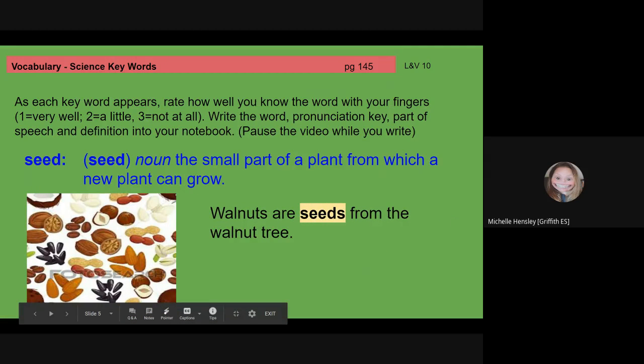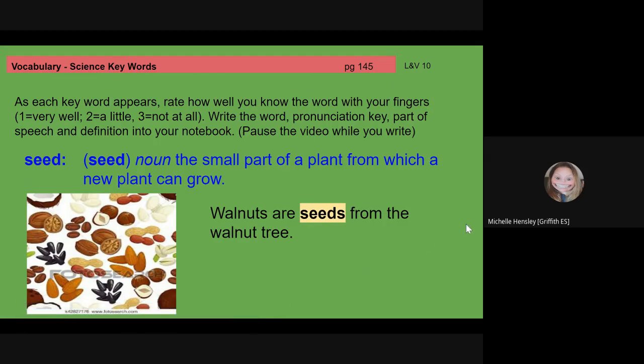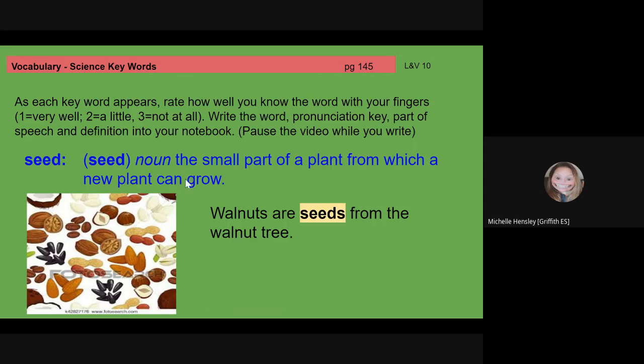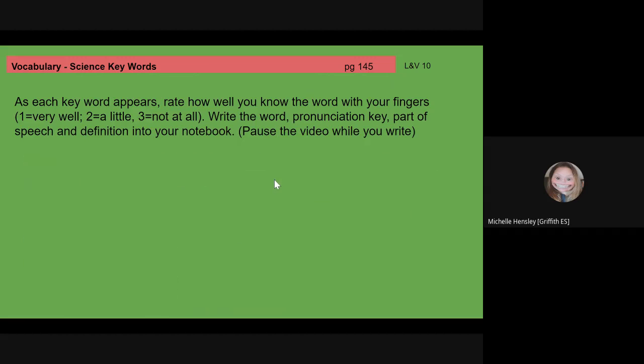Walnuts are seeds from the walnut tree. We eat lots of fruits with seeds, right? That's one of the things we learned about, is that it's a fruit. What we will learn about this year is that a fruit is part of a plant and it has the seed inside. If you need more time for seed, pause the video here. We're going to move on to our next word.